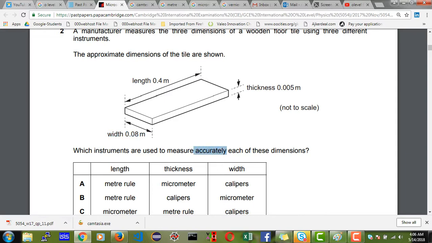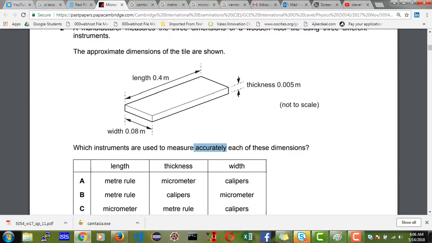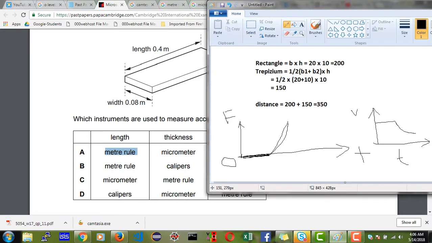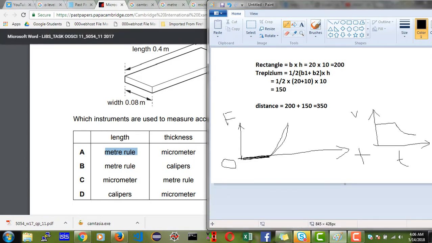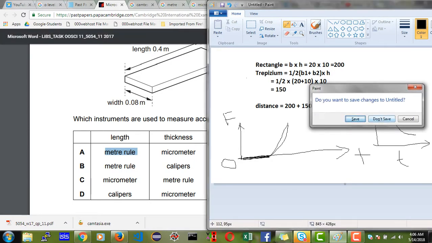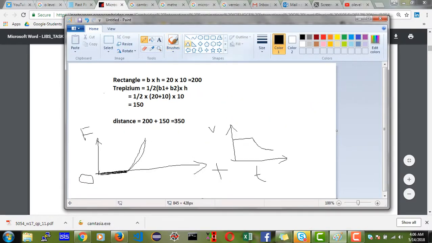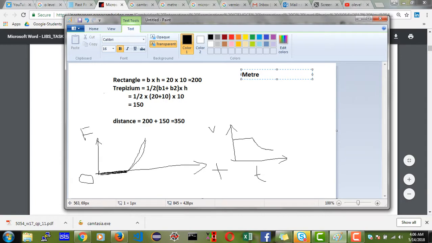We have to measure accurately, and which instrument should we use? Well, let's see the instruments they have given us. They have given us a meter rule, micrometer and calipers. For answering this question, we need to know the precision of these instruments. The first one is the meter rule. A meter rule has a precision of 1 millimeter.